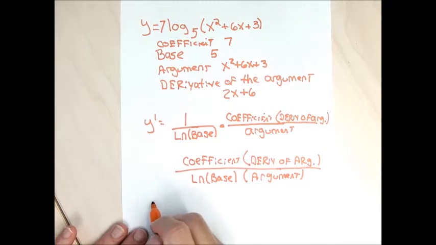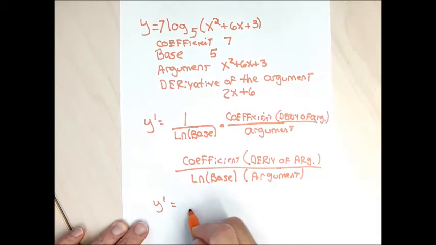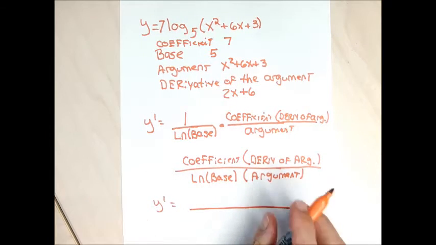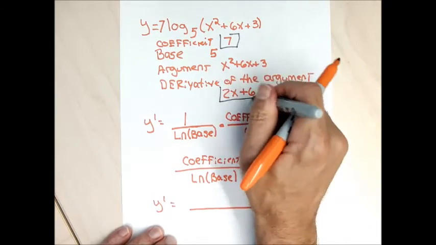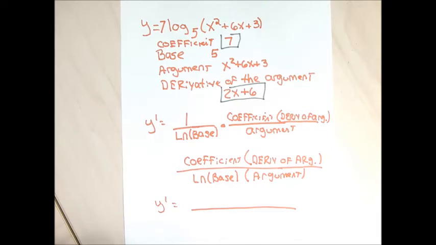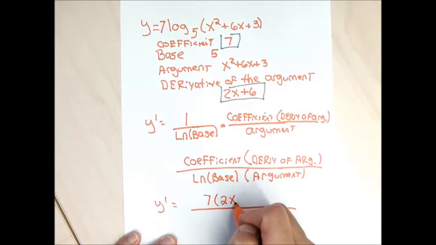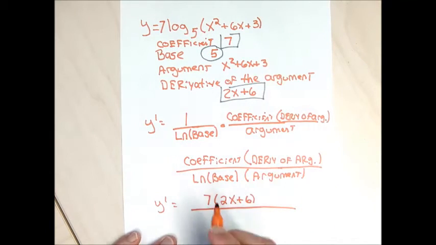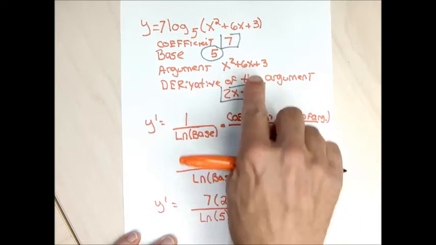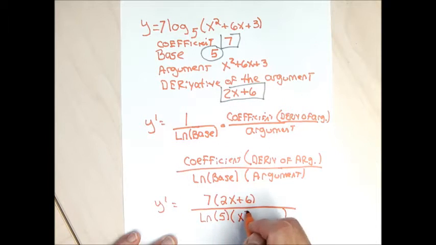So for this particular problem, if I want to find the derivative, in the numerator, I need the coefficient and the derivative of the argument. This logarithm has a coefficient, and that's going to go in the numerator of my derivative. The derivative of the argument is going to go next to it in the numerator. In the denominator, I get the natural log of the base, so more than just the base, the natural log of the base, and the base is 5. And then times the argument, and the argument is x squared plus 6x plus 3.